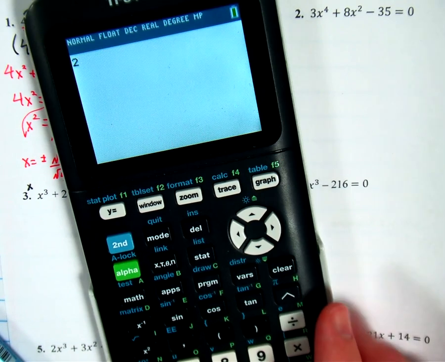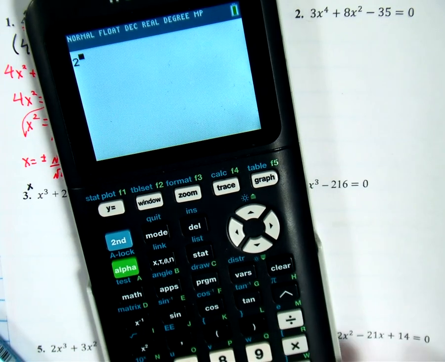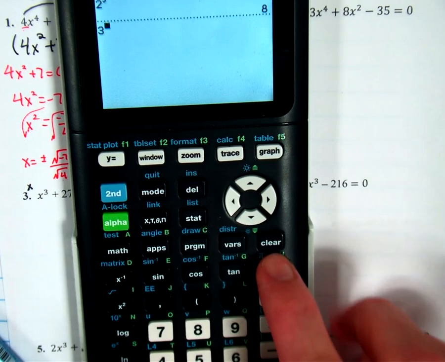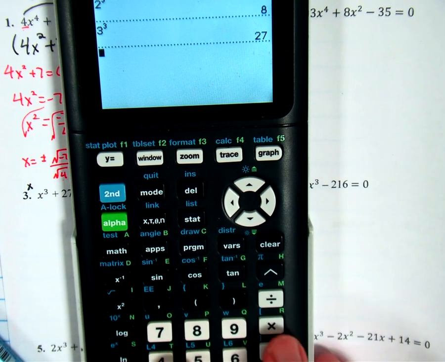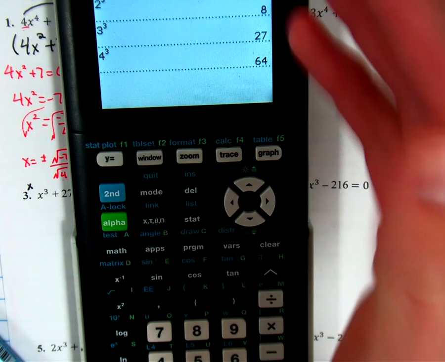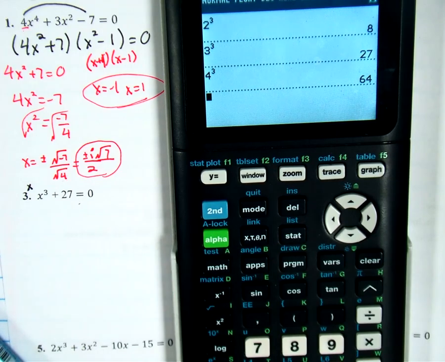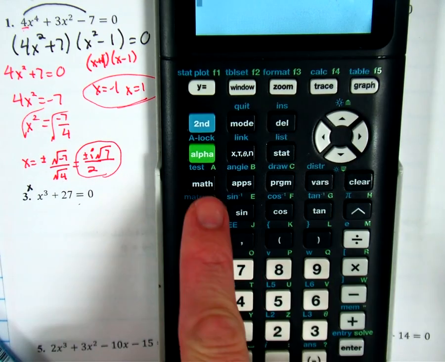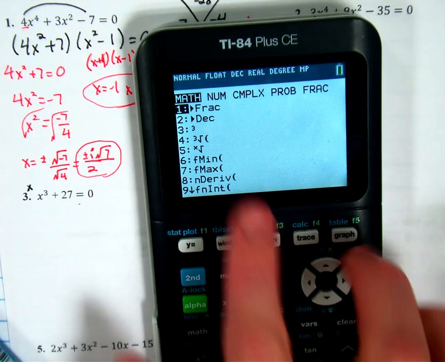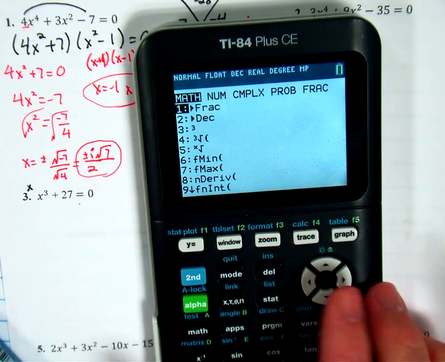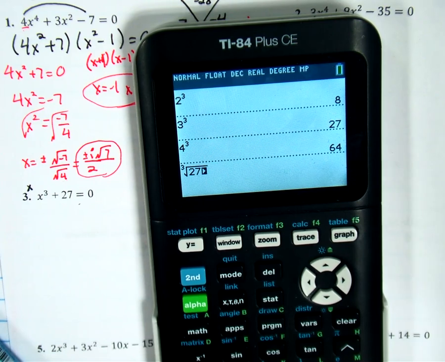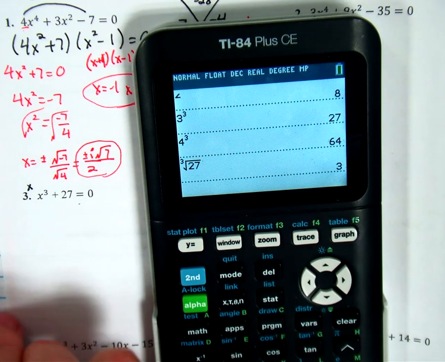2 power key 3, 3 power key 3, 4 power key 3, and you can just keep climbing up. If you want to just go right to it, you could also do math. You can go down to cube root and just type in whatever number that is. And it's 3 that's being cubed.